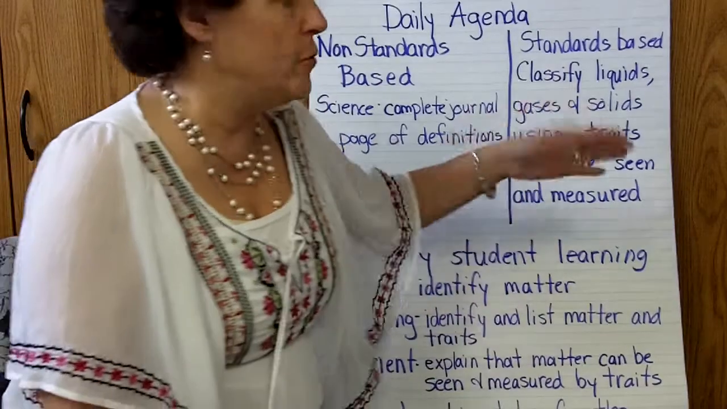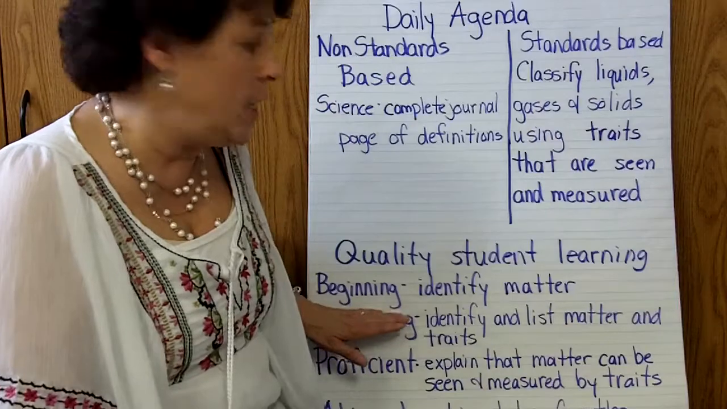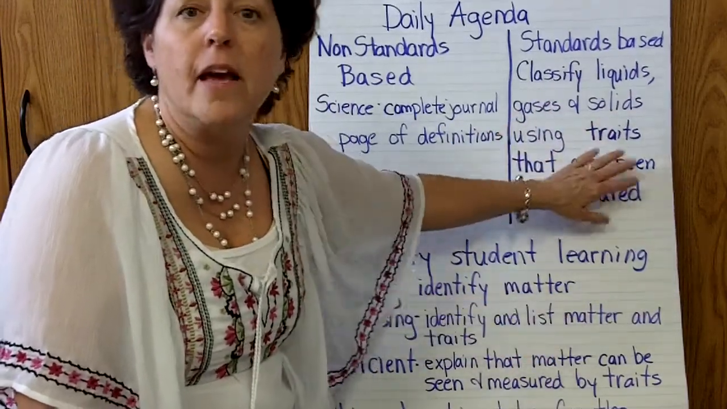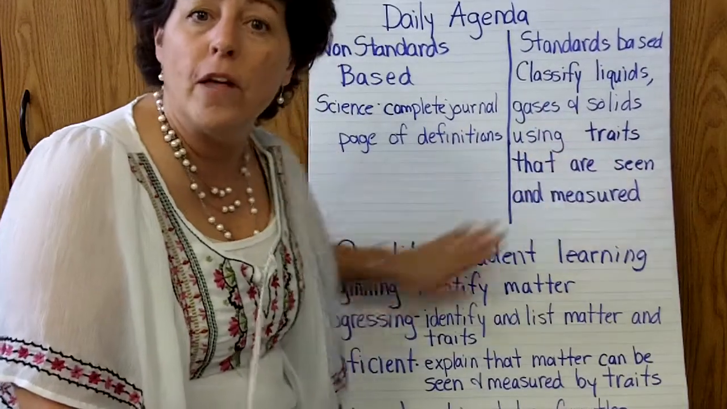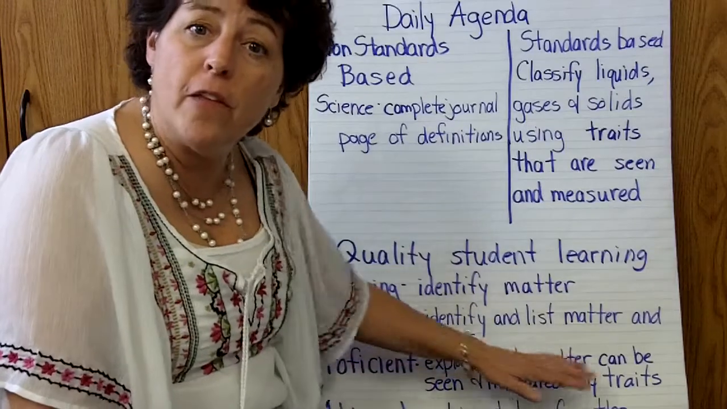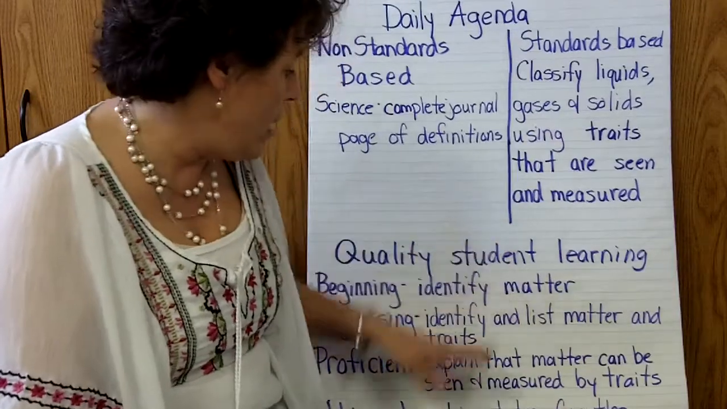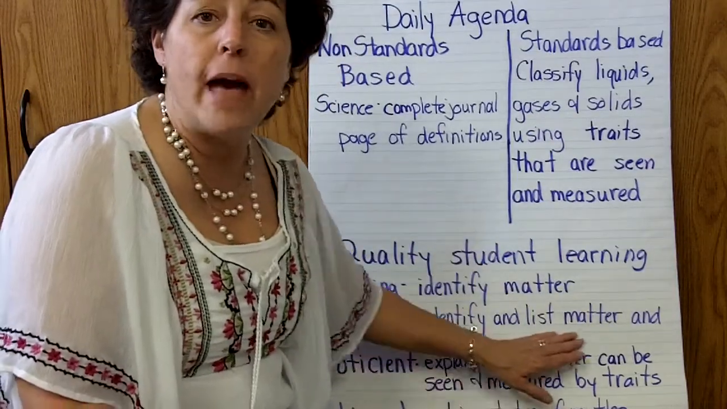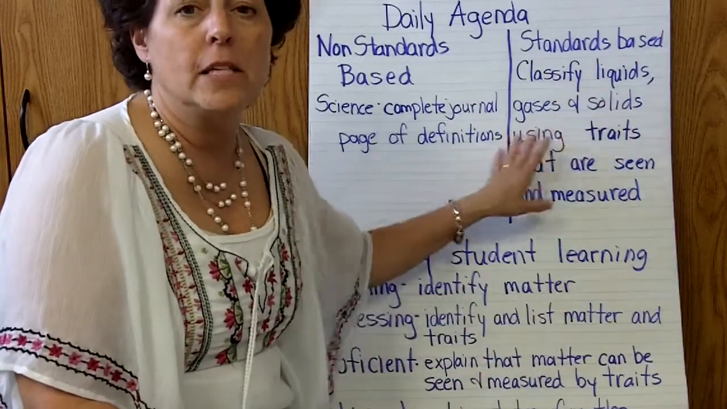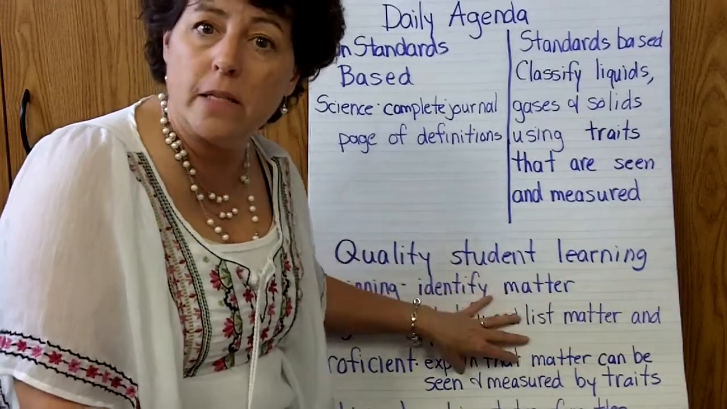So for example, if we take this same standard here, if I were to share with my students, you're at the beginning if you can identify the matter. If they can identify solids, liquids, gases, and they know that those are forms of matter, okay, they're at the beginning. Then if you want to progress and you tell them this is how you're going to progress, it's not enough to know the forms of matter. Now you've got to identify and list matter and their traits. So now okay, I know what matter is, solids, liquids, gas, but what is a solid, what is a liquid, what is a gas, and give me some traits.